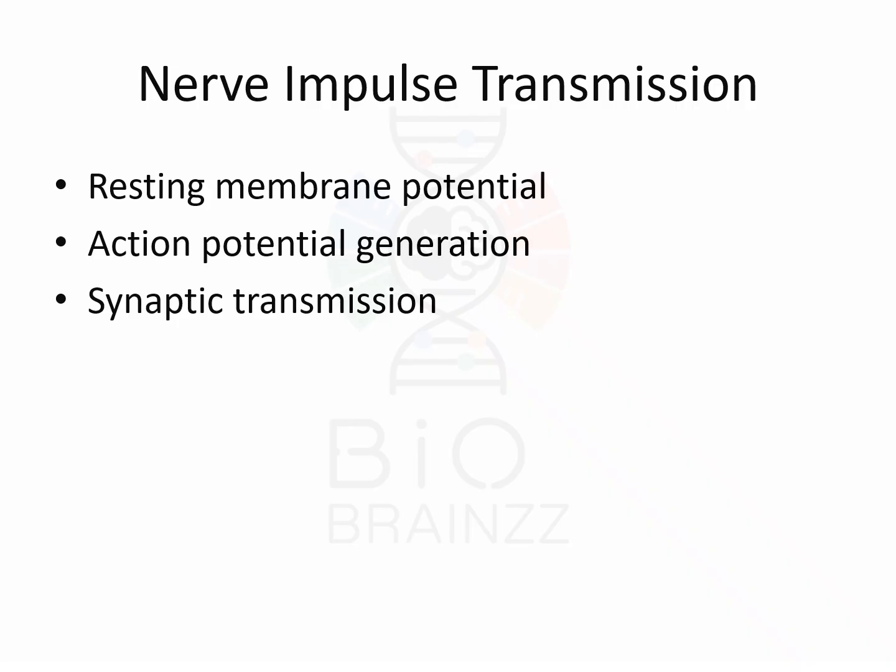Nerve impulse transmission. Nerve impulses are electrical signals that travel along neurons. At rest, neurons maintain a resting membrane potential due to unequal distribution of ions across the cell membrane. When stimulated, a rapid change in membrane potential occurs, known as action potential. The signal travels along the neuron and is transmitted to another cell at the synapses through chemical messengers called neurotransmitters.